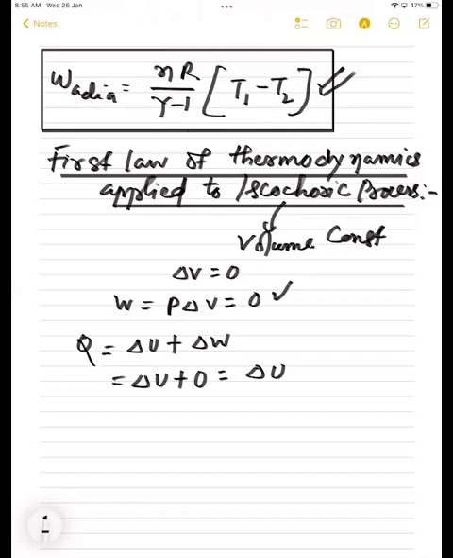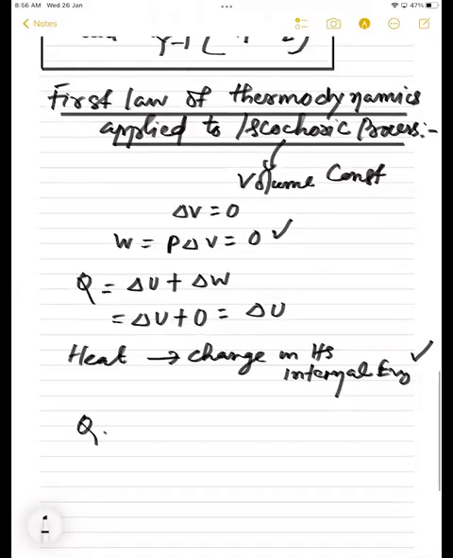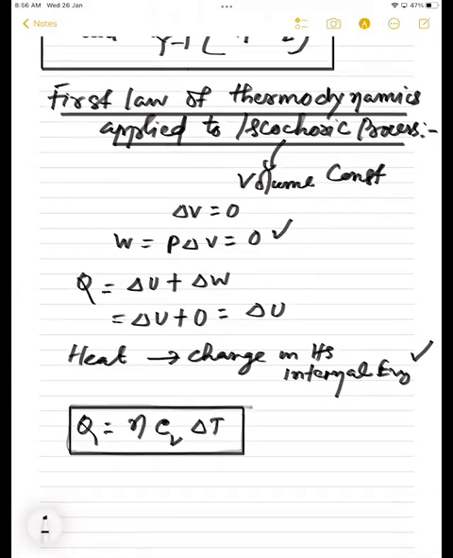So in an isochoric process, the entire heat given to or taken from the system goes to change its internal energy. Yes or no? So how much heat we are giving is directly converted to the change in its internal energy. And that Q at constant volume, we can write as n C_V delta T, with molar specific heat. We can write this or not? Got it, students? First law of thermodynamics applied to isochoric process.